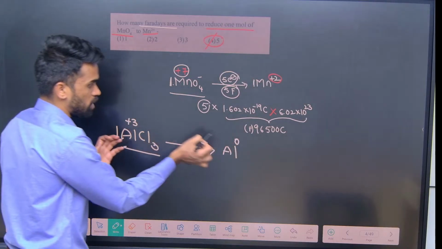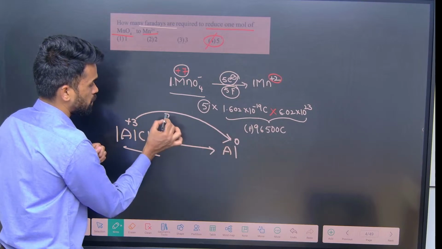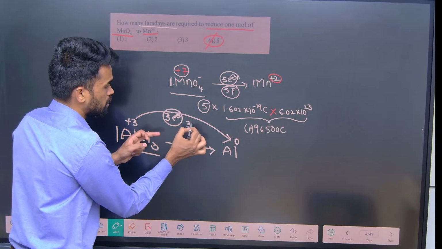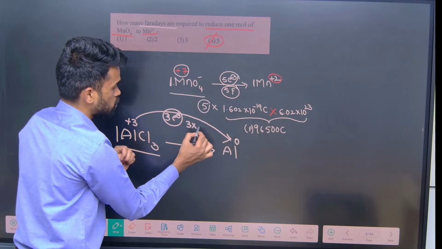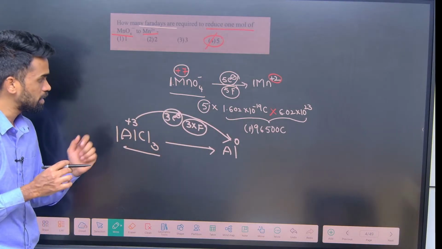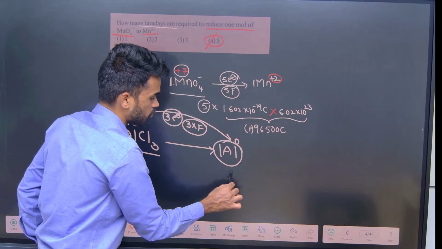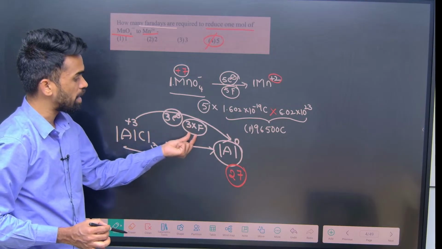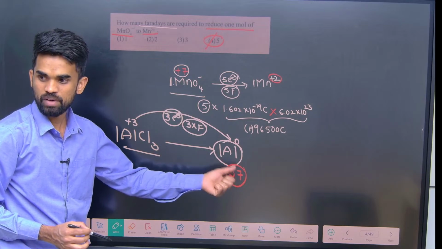So for conversion of this 1 mole of substance, how many Faradays are required? 3 converting into 0 means 3 moles of electrons are required. So 3 moles of electrons is 3 into the charge of 1 mole of electrons, so it is 3 Faradays. Is this clear? 1 mole of aluminium is nothing but how many grams? Aluminium atomic weight is 27. So by passing 3 Faradays of electricity, we get 27 grams of aluminium.